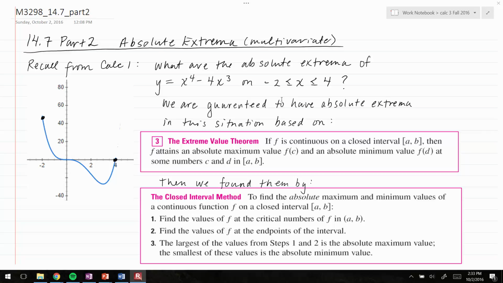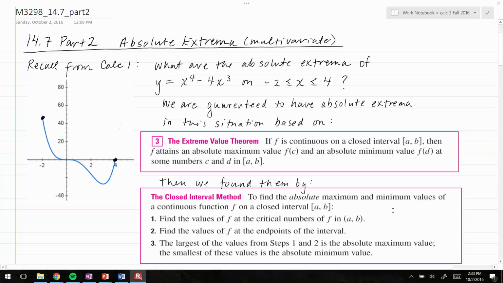We're given the endpoints, in this case negative 2 to 4, and we just plug those in to figure out what the y value is, so that we can see how high it is, or how low. And then finally, step 3, the largest values from steps 1 and 2 are the absolute maximum value or values. The smallest are the absolute minimum or minimums. Usually you only have one, but you can have ties, and you would report all of them if they were tied.